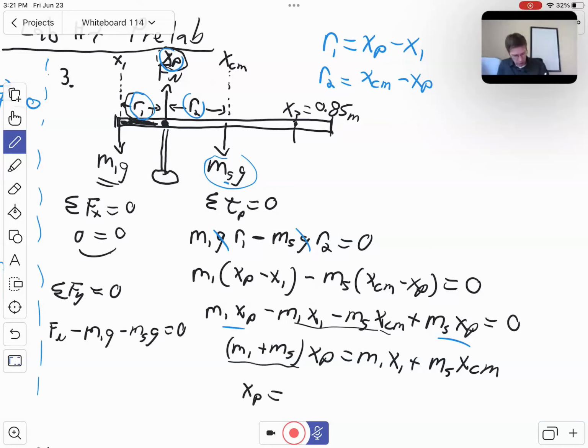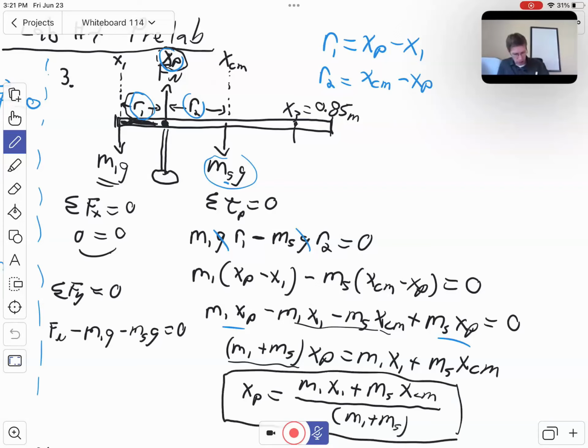So XP is just equal to M1 X1 plus the mass of the meter stick times the physical location of the center mass on the meter stick, divided by M1 plus the mass of the meter stick, which this equation should actually look kind of familiar. It looks an awful lot like the center mass equation. So that's the answer to pre-lab question number 3.